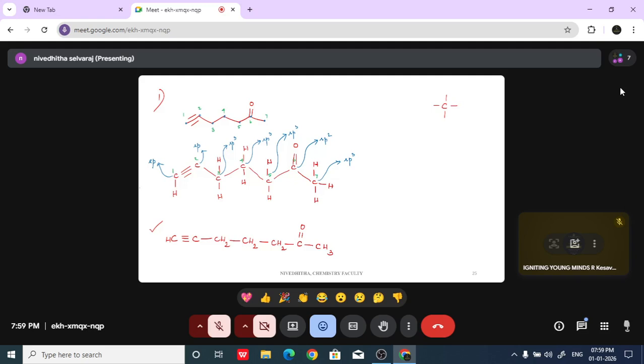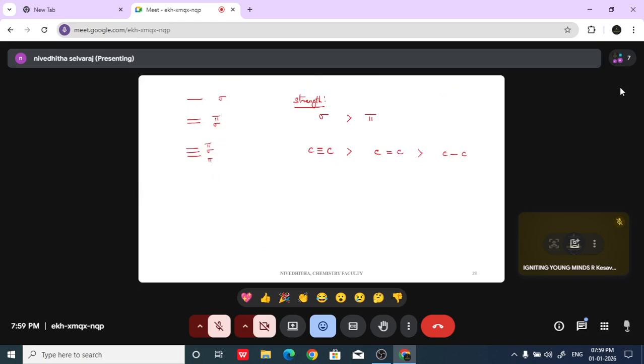See, I'll give you a different molecule now. Could you please tell me what molecule this is? This is a very famous organic compound. Benzene, ma'am. Yes. And could you please tell me how many sigma and pi bonds are there? 6 and 3, ma'am.